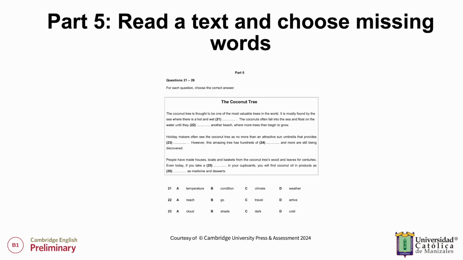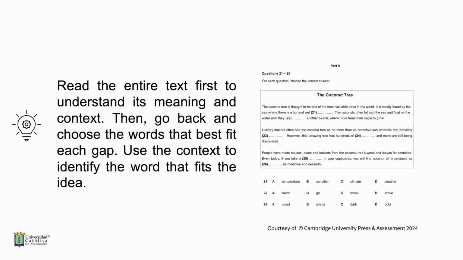Part 5. Read a text and choose missing words. In this section, you'll fill in some gaps in a short text using the provided words. For this, read the entire text first to understand its meaning and context. Then, go back and choose the words that best fit each gap. Use the context to identify the word that fits the idea.